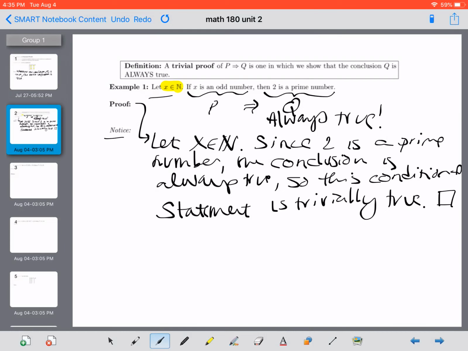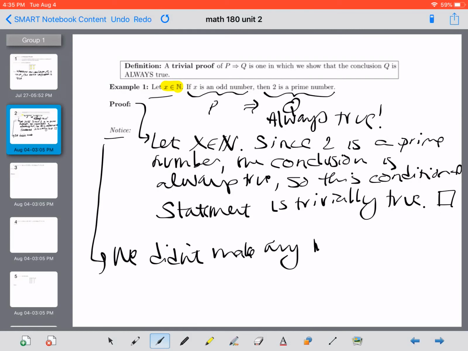Now, notice, I was a little overambitious. I thought I could write that very small. Notice, we didn't make any mention of the hypothesis here. Our hypothesis was that x is an odd number. Right? So in a trivial proof, you don't mention the hypothesis because it really doesn't come into play. 2 is going to be a prime number whether x is odd or even. Okay? So there's no reason to talk about the hypothesis of your conditional statement if you're using a trivial proof.